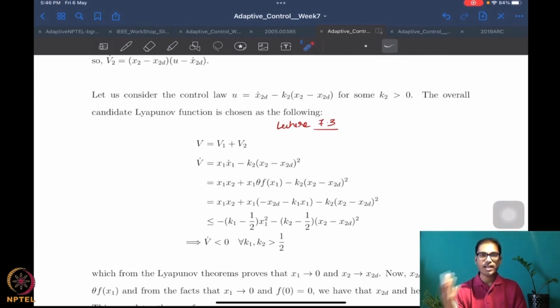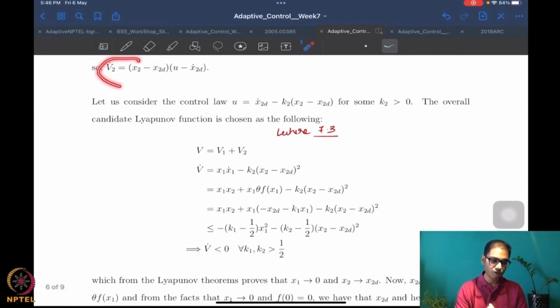So as always, just like before in backstepping, we just add up the two pieces to get a candidate Lyapunov function for the consolidated x1 x2 system. All right. And we start taking the derivatives carefully, right? V1 was just x1 squared by 2, so V1 dot is x1 x1 dot, and V2 dot, by virtue of this analysis, is just minus k2 (x2 minus x2 desired) squared.